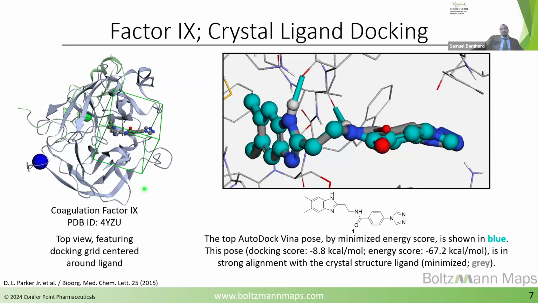So the left image shows the protein view of factor 9 in BMaps with the docking grid presented around the crystal ligand. The right image shows the crystal ligand structure, which has been energy minimized in gray, and the docking pose, which has been colored in blue here.